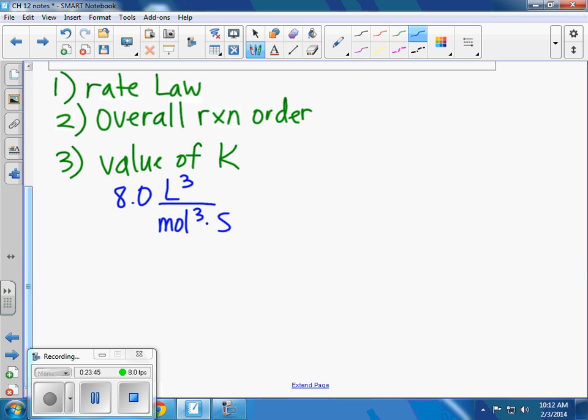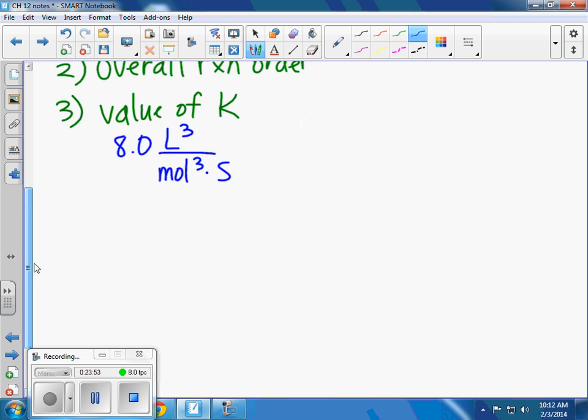Now, tomorrow, those of you that are going on the French thing, or the rest of you that are going to be here, these are the problems that we're going to work on in class. And if you're not going to be here, then you need to be working on these. You guys are going to have a quiz on these on Thursday, which is going to be just what we just did. It's a problem just like this: you figure out rate law, overall reaction order, and K.